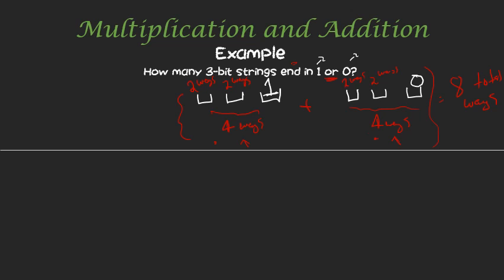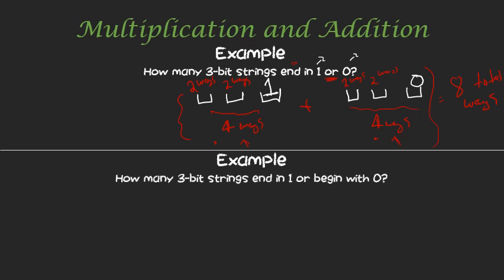Which is the same thing, right? If it ends in 1 or 0, that covers all the possibilities. We should get 2 to the 8 by the multiplication principle, so we can kind of verify that result. That makes sense. All right, what about another example? How many 3-bit strings end in 1 or begin with 0?